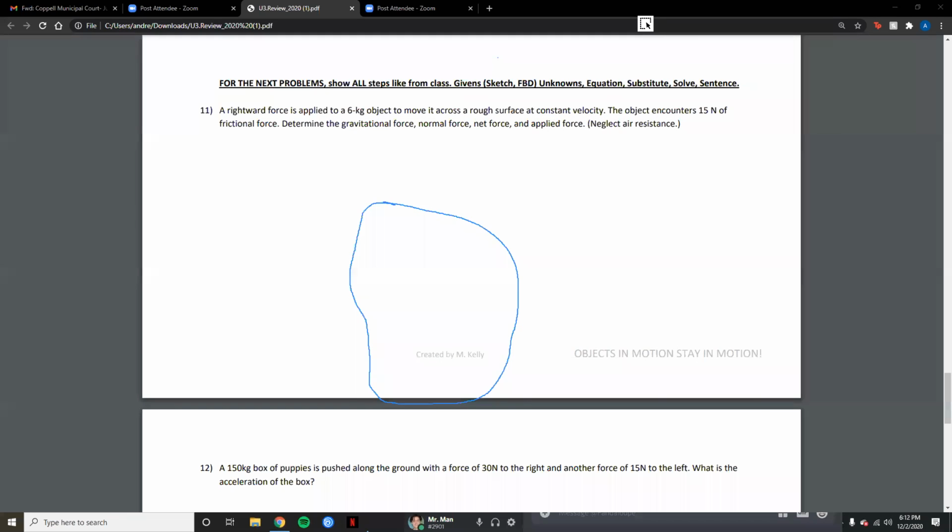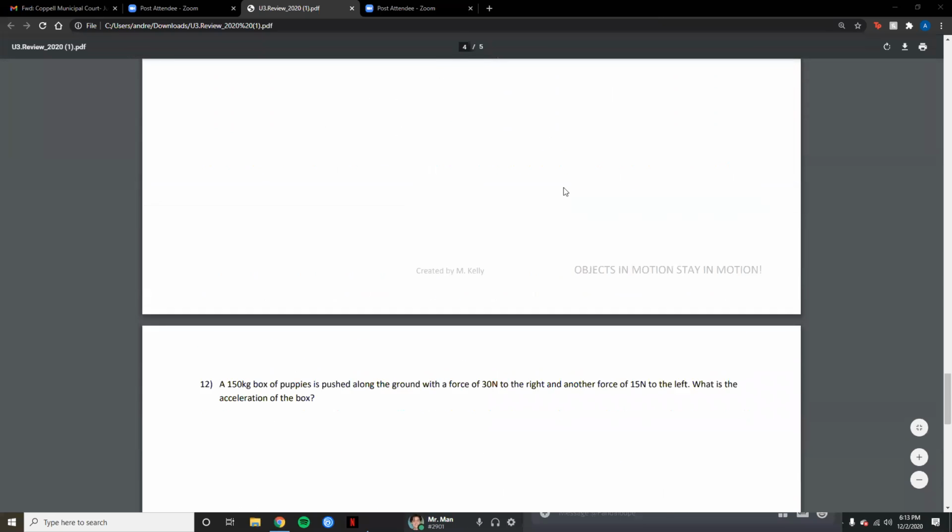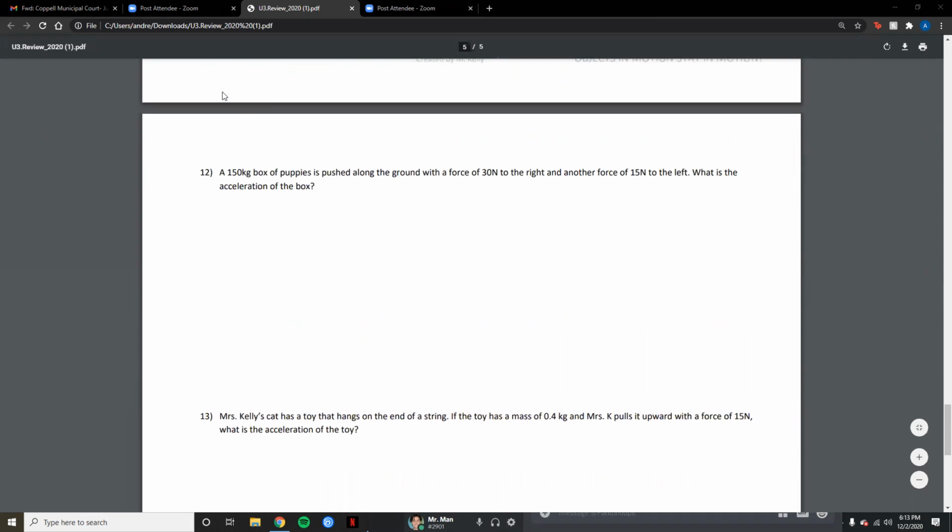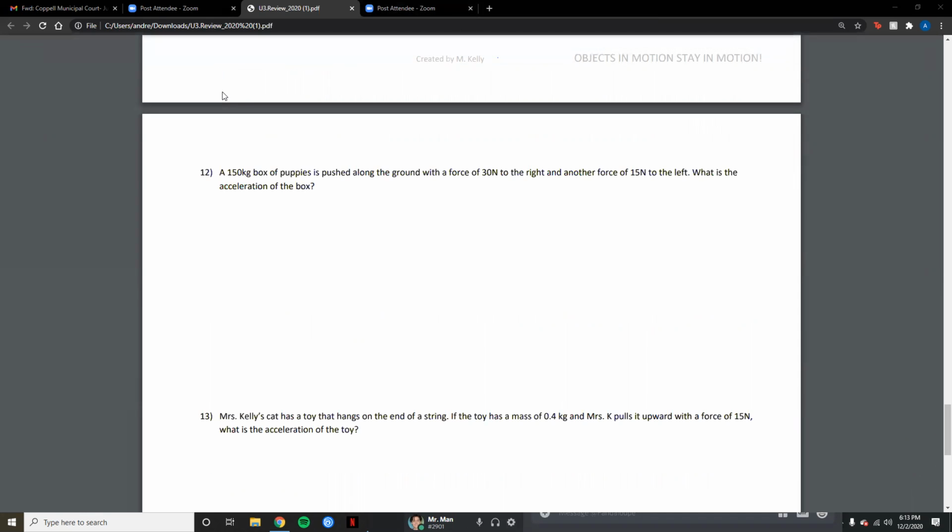So moving on to question 12. Anyone have any questions about that one? No? Cool. All right, 12. A 150 kg box of puppies is pushed along the ground with a force of 30 newtons to the right and another force of 15 newtons to the left. What is the acceleration of the box?